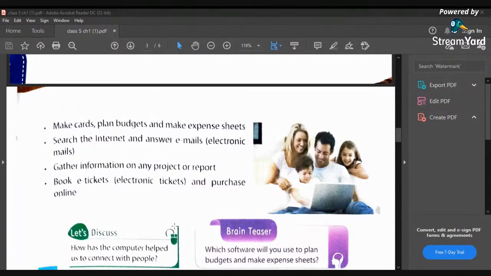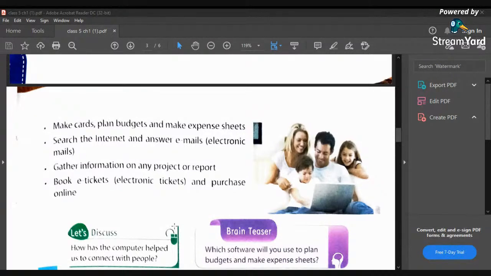And after that, you can book e-tickets, meaning electronic tickets, and purchase things online with the help of computers.